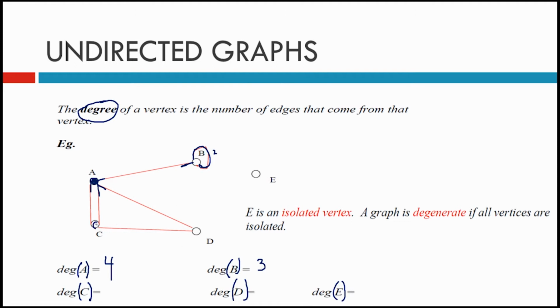Looking at C, we've got, of course, 1, 2, 3 here, so the degree of C is 3. The degree of D, we've got 2 lines coming out of D, so we put 2. And the degree of E, that's sitting by itself, there's nothing there at all, so we put a 0.